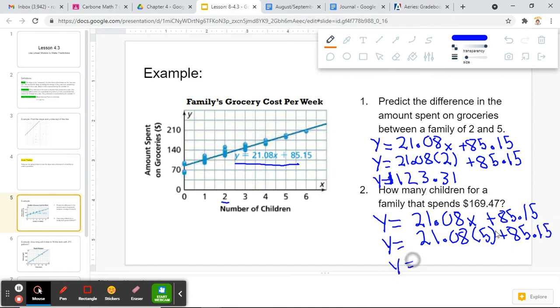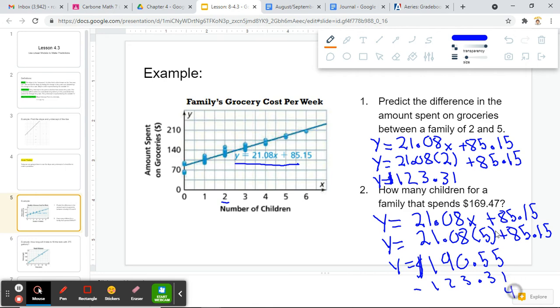All right, so now we just need to multiply here. 21.08 times 5 is equal to 105.4 plus 85.15 is equal to 190.55. So this is how much money 2 kids cost. This is how much money 5 kids cost. So obviously, if we want to find the difference here, we just need to subtract.